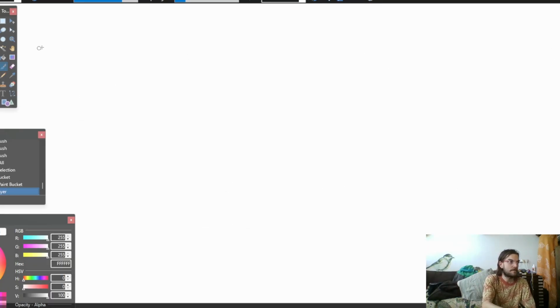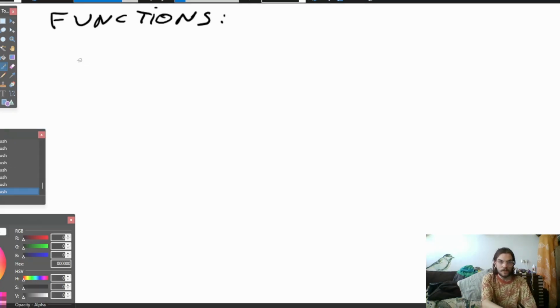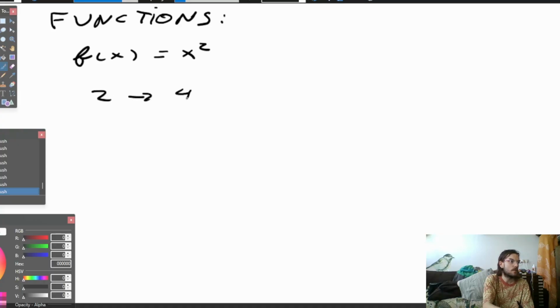Okay, next up is functions. Functions grab terms. They can grab 1 term or 2 terms or 3 terms. Let's say you have the function f of x equals x squared. It's a very recognizable function. It grabs a term, in this case a number, and it spits out another term, in this case a number also. So this function grabs the number 2 and it sends it to the number 4, and it grabs the number 3 and it sends it to the number 9.